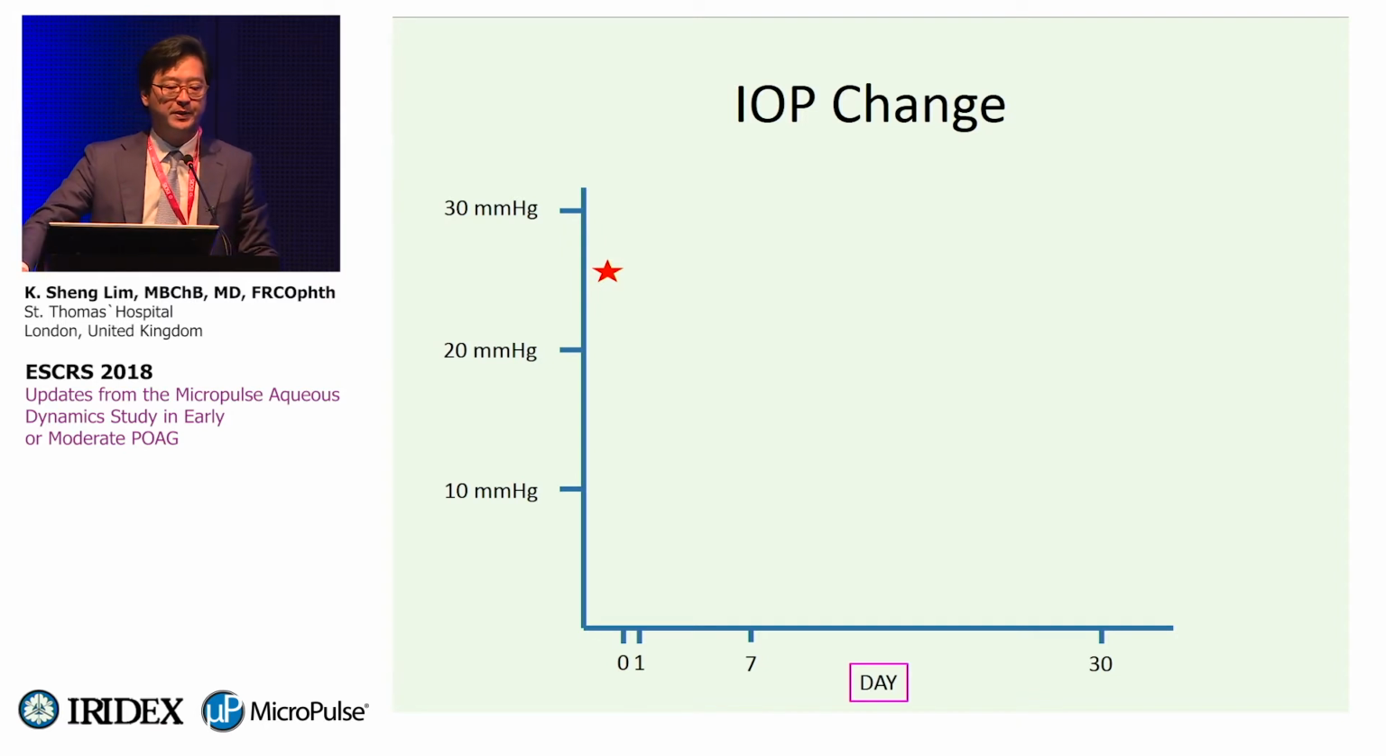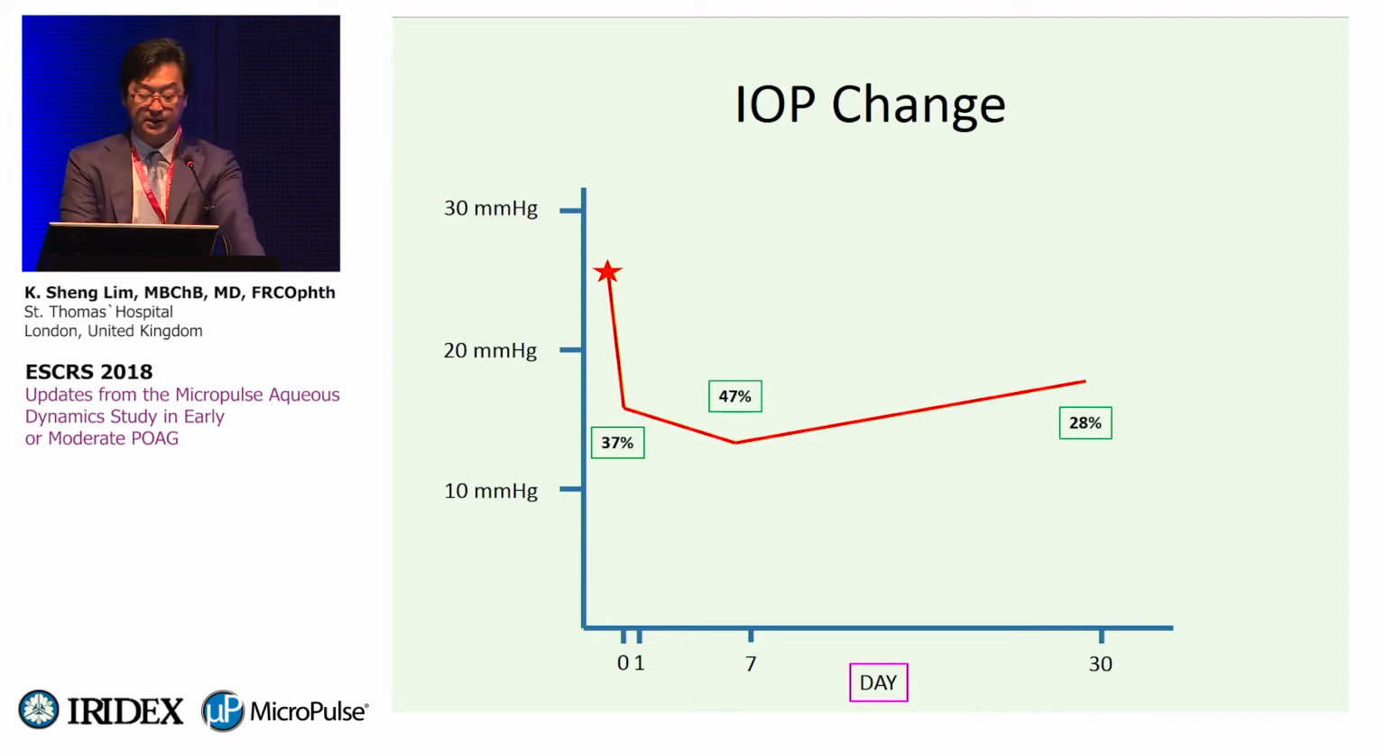So this is the washout IOP. Post-washout, the average IOP overall of 24 patients is about 26, 27. And day one is about 16 to 17, a 37% reduction. And 1 week is about 47% reduction. And 1 month, 28% reduction. Now bear in mind, all of these patients are not on glaucoma medication. Part of the reason we chose early or moderate glaucoma is that we were hoping we can hold off treatment to look at the true effect of the laser rather than introducing medical treatment to completely bias the result.